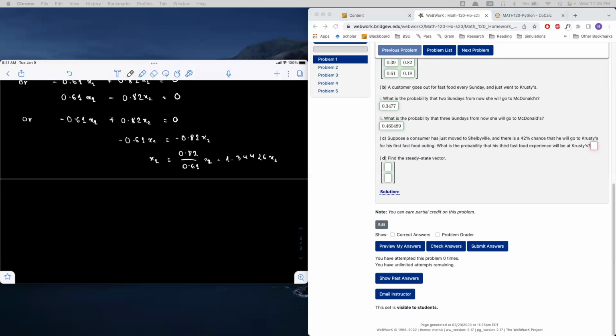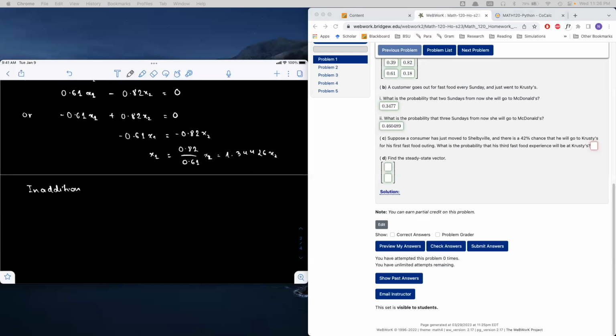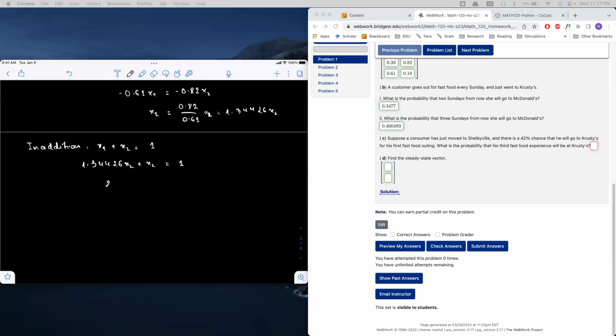Okay, but we need one more condition here, because we are dealing with probabilities, right? So the value of x1 plus the value of x2 has to be equal to 1. Right? In addition, we have that x1 plus x2 is equal to 1. Now you substitute x1 by 1.34426 x2. 1.34426 x2 plus x2 equal to 1. Well, you get 2.34426 x2 equal to 1. Or x2 is going to be equal to 0.42657. Right? So 5 decimal places.